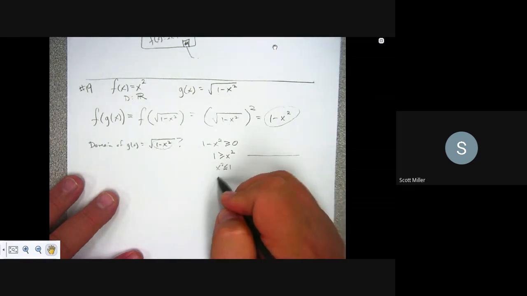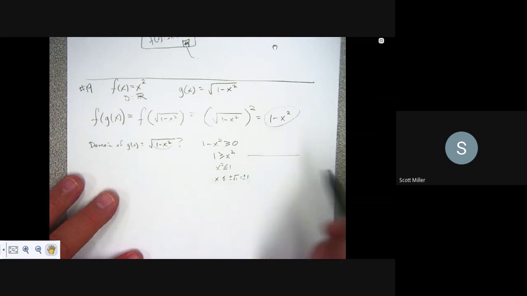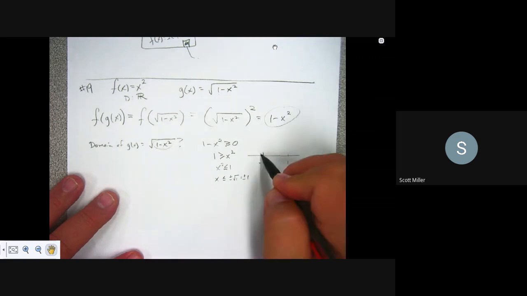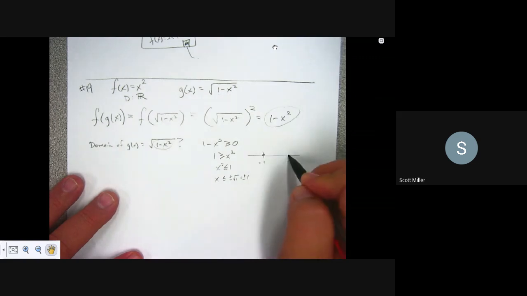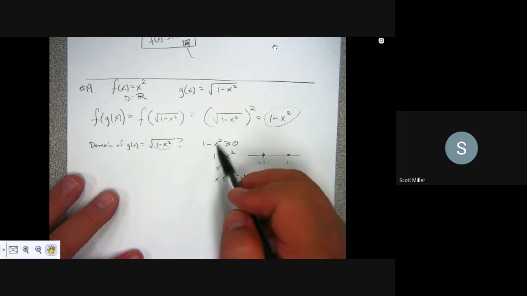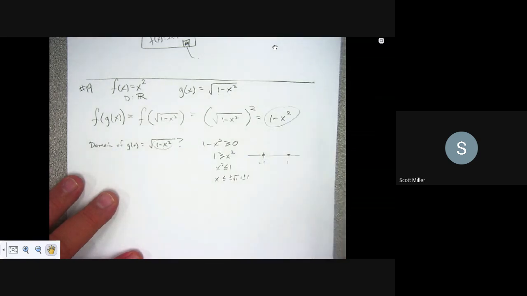You can also solve for x. That's plus or minus the square root of 1, which is plus or minus 1. So that means on our number line, we have a negative 1 and a positive 1, and there's my regions. These are when it's 0. Right? I want this to be greater than or equal to 0. Well, at these two values, it is 0.